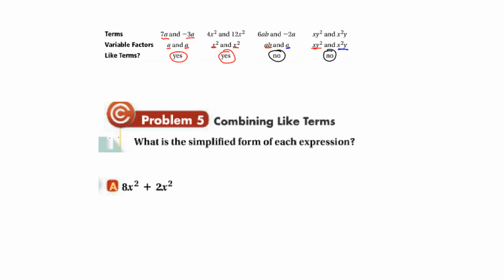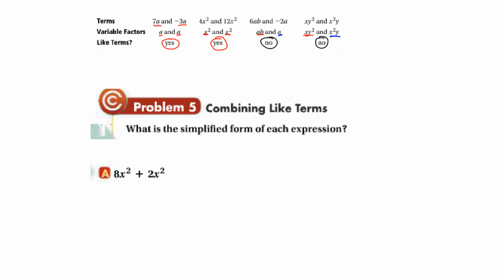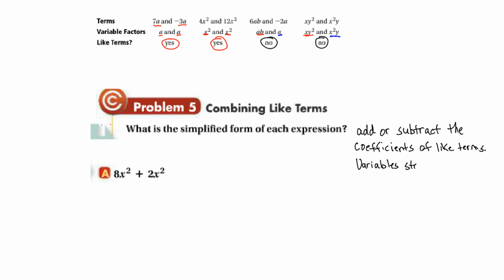In problem 5, we look at combining like terms. When we combine like terms, we add or subtract the coefficients of like terms. The variable parts stay the same.